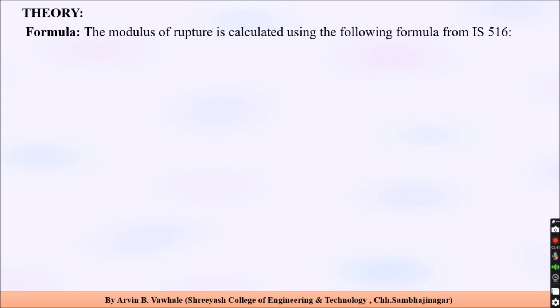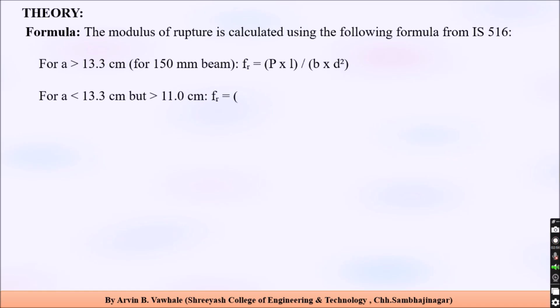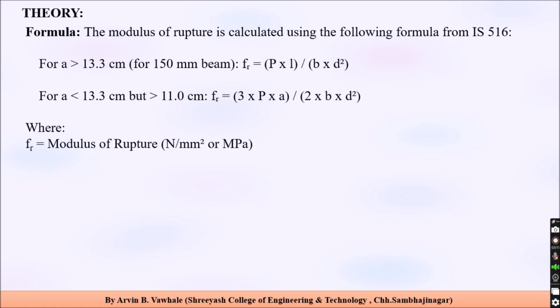Formula: the modulus of rupture is calculated using the following formula from Indian Standard 516. For a greater than 13.3 centimeters, for 150 millimeter beam, f_b = P times L by B times D square. For a less than 13.3 centimeters but greater than 11 centimeters, f_b = 3 times P into a by 2 times B into D square, where f_b is modulus of rupture, Newton per mm square or megapascal.